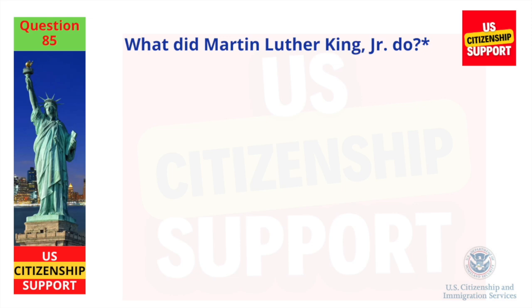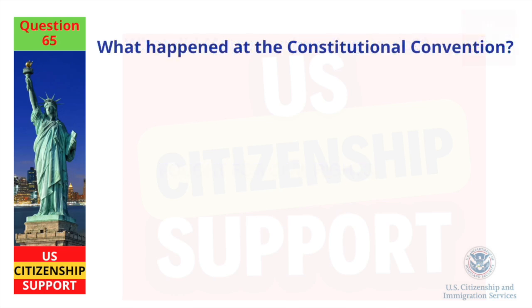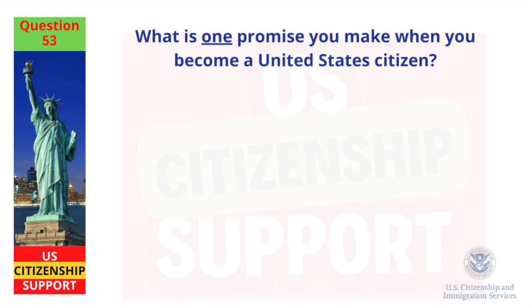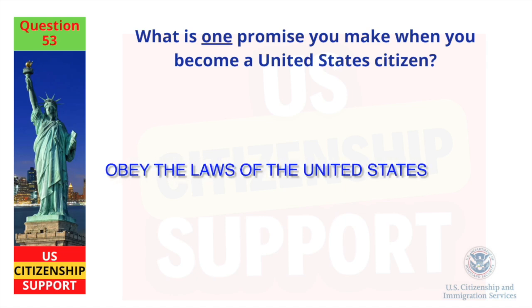What did Martin Luther King Jr. do? Fought for civil rights. What happened at the Constitutional Convention? The Constitution was written. What is one promise you make when you become a United States citizen? Obey the laws of the United States.